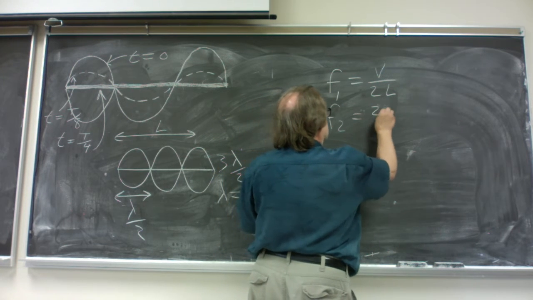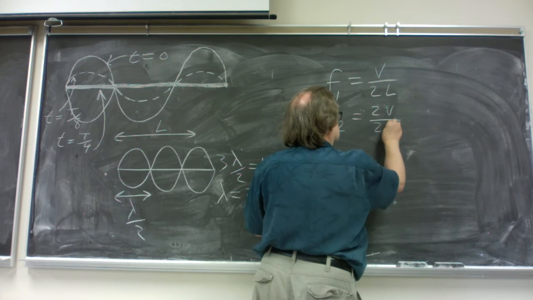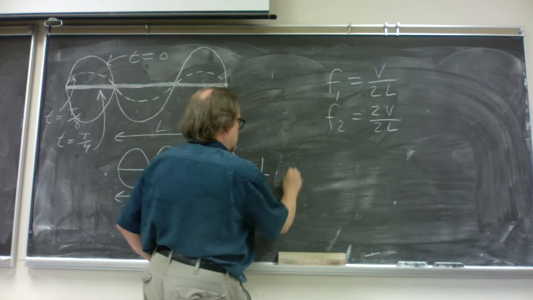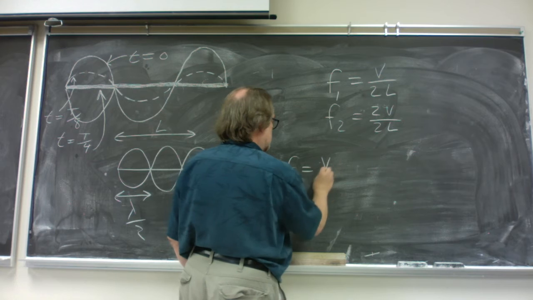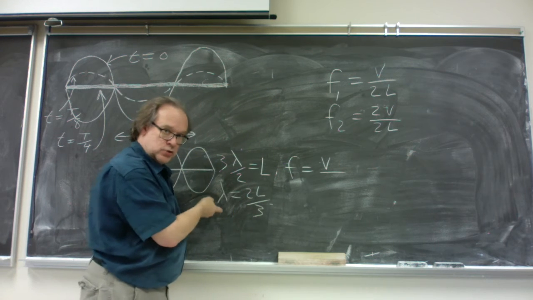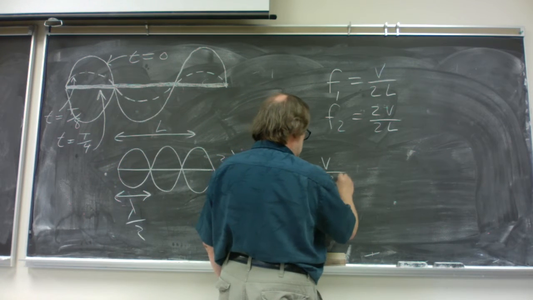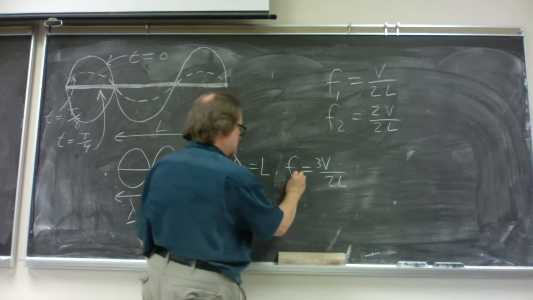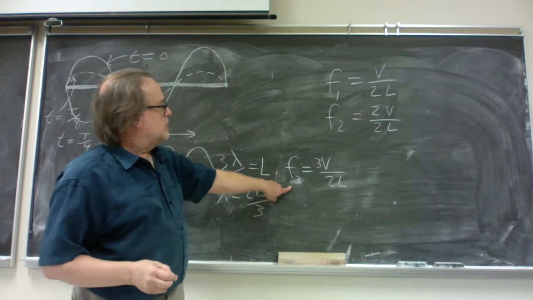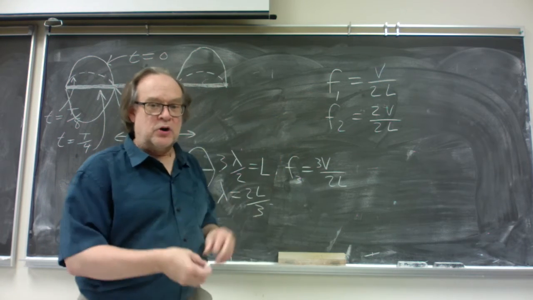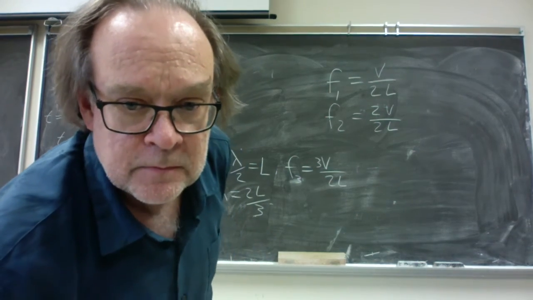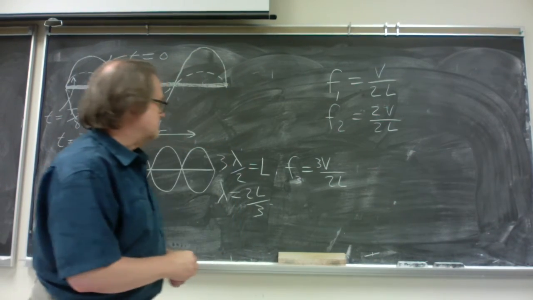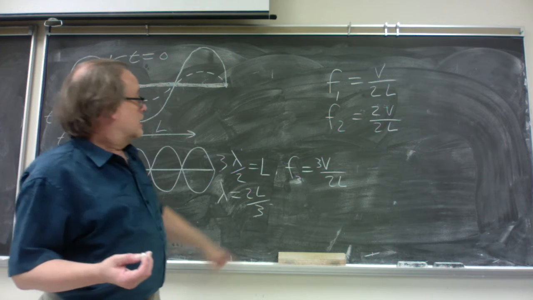Rewrite F2 up here. So now the frequency is just the same old wave speed divided by this wavelength, which is 2L over 3. And that's 3 times the lowest frequency, so we call it F3. Now you see a pattern.